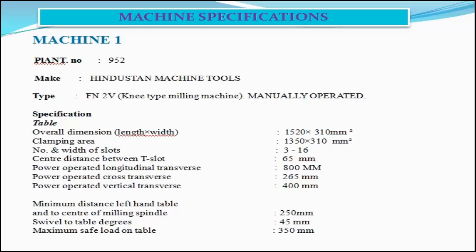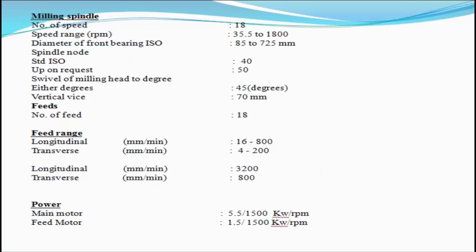number of T-slots, number of slots, power operated. It consists of the milling spindle, feeds, number of feeds, feed range both for longitudinal and transverse, and power of the main motor as well as the feed motor.